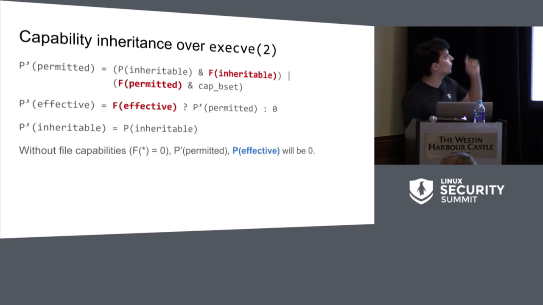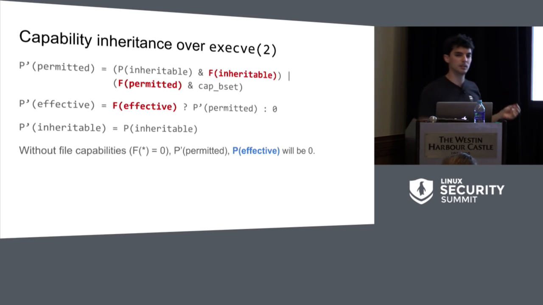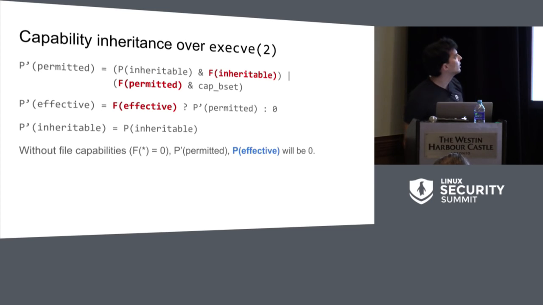And the reason for that is this is how capabilities are inherited after exec, or over execve. If you notice, all the P's are process capabilities and the F's are file system capabilities. Now, if you don't have file system capabilities enabled, all the F's are going to be zero. It's very easy to see that if all the F's are zero, then all the primes are going to be zero. Because there's an OR with two ANDs at the top. If the two things in red are zero, then the two ANDs are zero and the OR is zero. If F effective is zero, obviously that will be zero. And inheritable doesn't matter for permitted or effective unless those F's are non-zero.